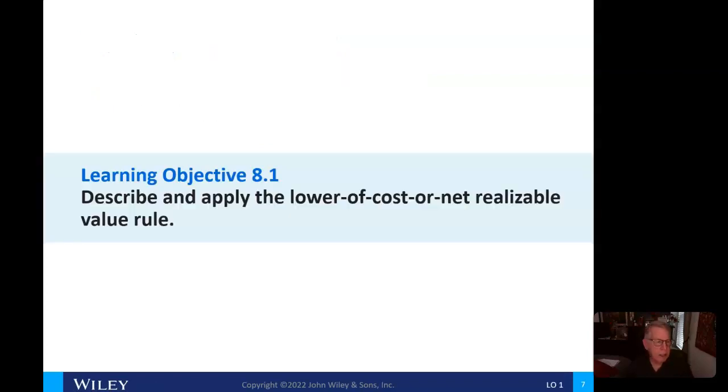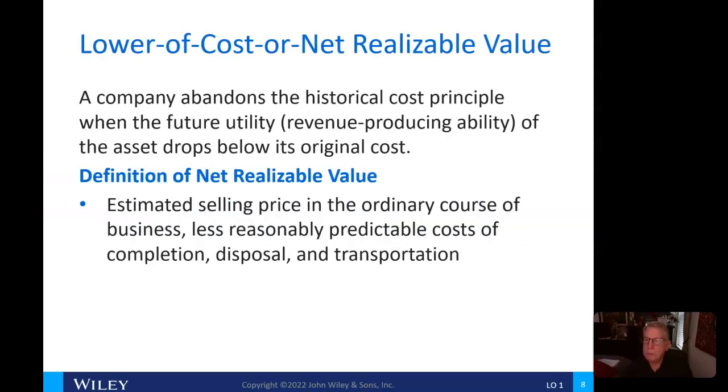All right, let's get into the meat of the chapter. Here we're going to describe and apply the lower of cost or net realizable value rule. Now, a company abandons the historical cost principle when the future utility, that's the revenue producing ability of that asset, drops below its original cost.